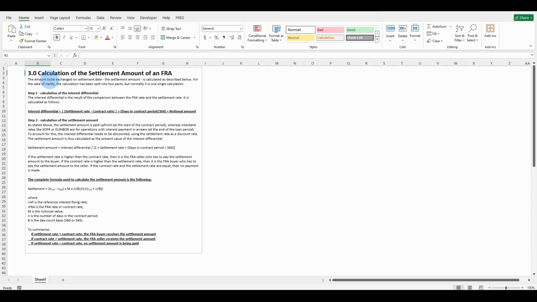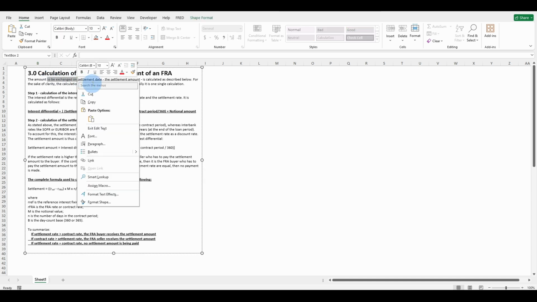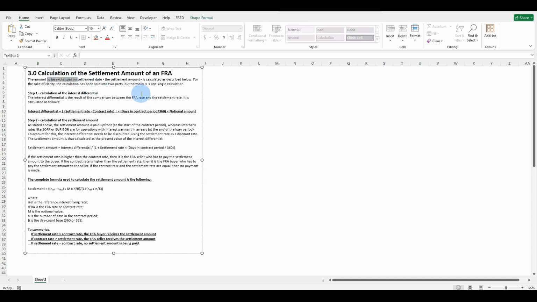The amount to be exchanged on settlement date, the settlement amount, is calculated as described below. For the sake of clarity, the calculation has been split into two parts, but normally it is one single calculation. Step 1, calculation of the interest differential.